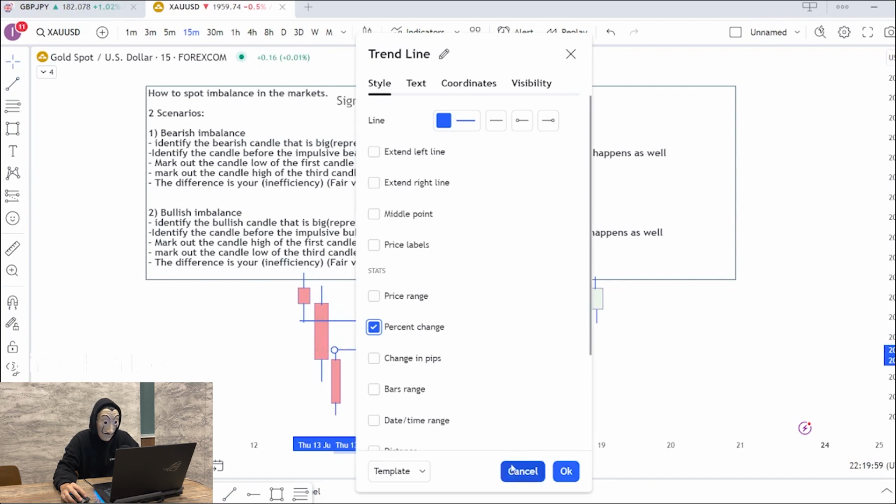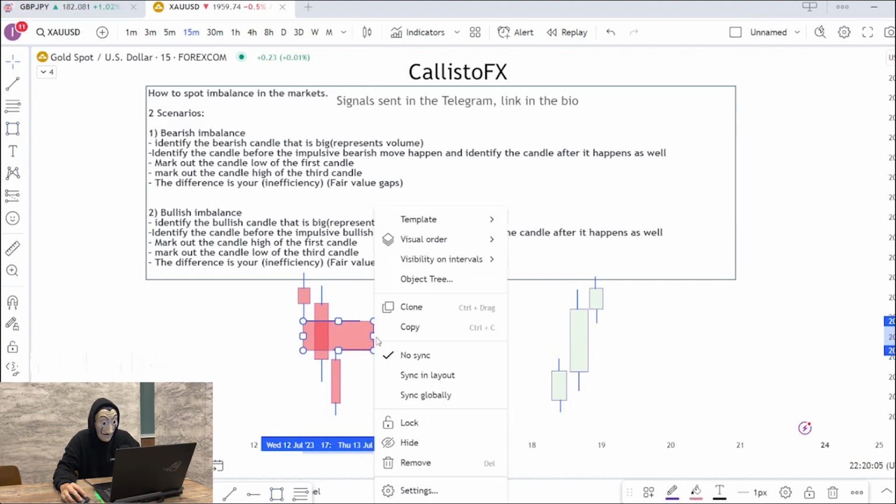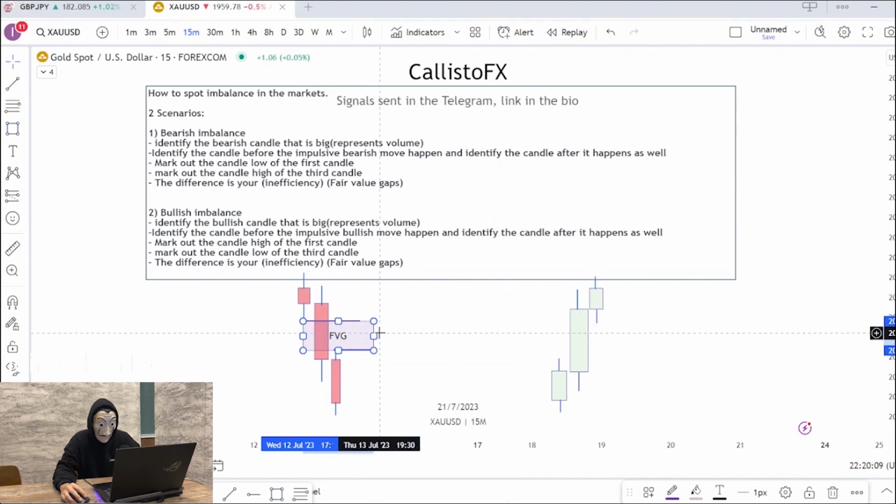Now, the difference between this and this is your fair value gap, or whatever you want to call it. This is your imbalance, your inefficiency, your fair value gap. This is exactly where there are orders that haven't been collected, and this is where price tends to fill in the future. So this is how I would draw a bearish fair value gap.